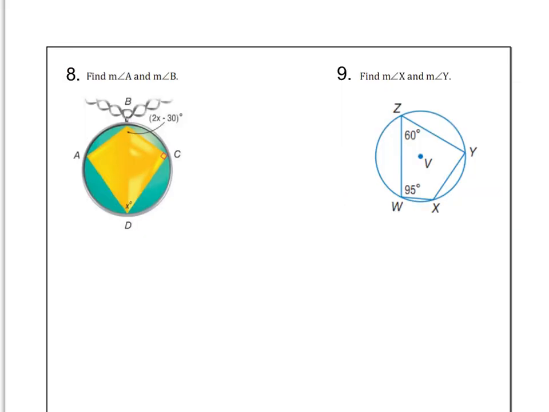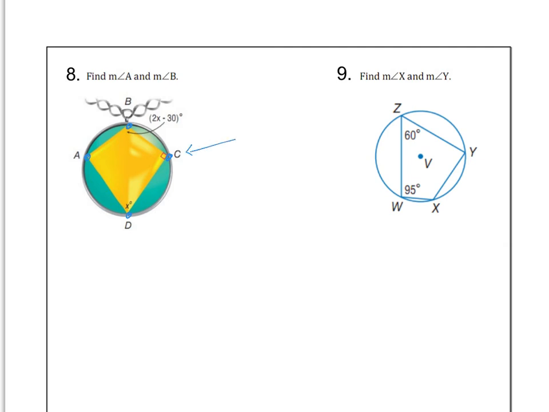Number 8, find the measure of angle A and the measure of angle B. So we're going to do this in two separate problems. Let's start with angle A first. One thing I notice is that yellow jewel is a quadrilateral, and it is inscribed inside the circle. So it touches here and here and here and here. The four corners of the quadrilateral touch the circle, and we just learned a little rule that says opposite angles of an inscribed quadrilateral in a circle are supplementary.